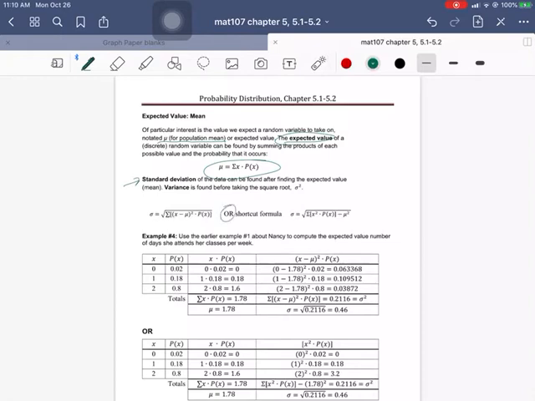And there are 2 different ways to do that. It's up to you. Pick one. As long as we get the same answer, I'm good.